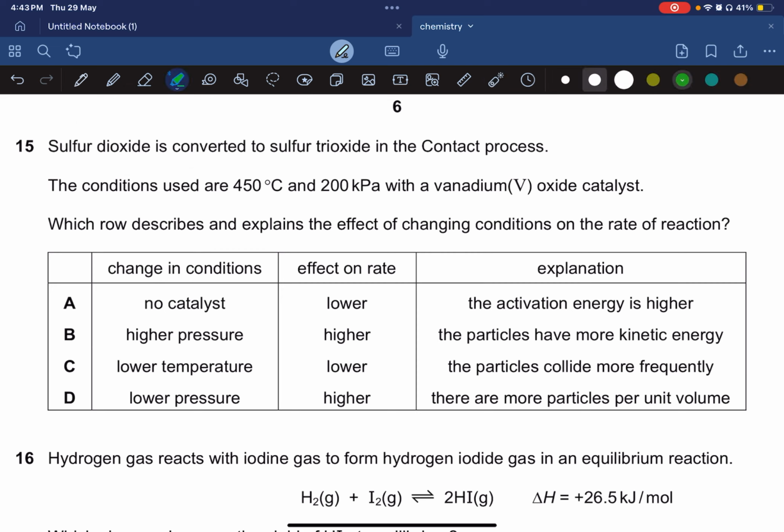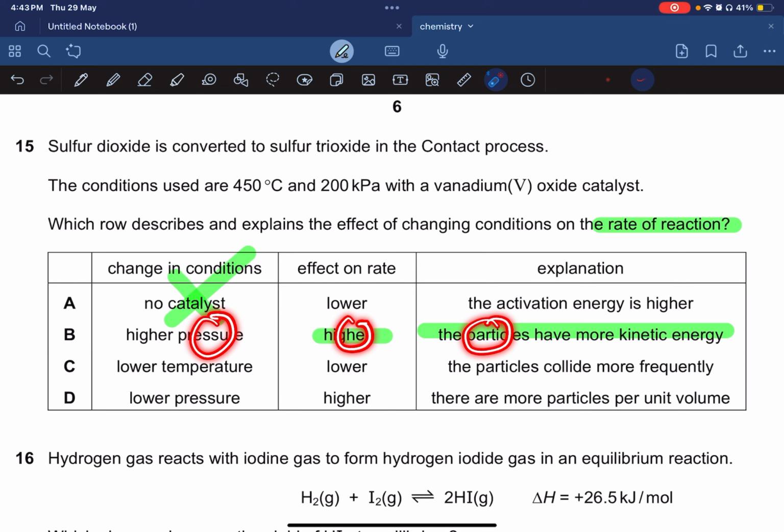Now many people confuse the rate of the reaction with the equilibrium. Rate and equilibrium are two different things. High pressure, because we're using gases, the rate is going to be higher because the particles have more kinetic energy. Unfortunately, this is not correct, because high pressure does not increase the kinetic energy. What pressure does is increase the frequency of collisions, which increases the frequency of effective collisions, and that means more product is going to be formed because the particles collide more. So this one is incorrect.